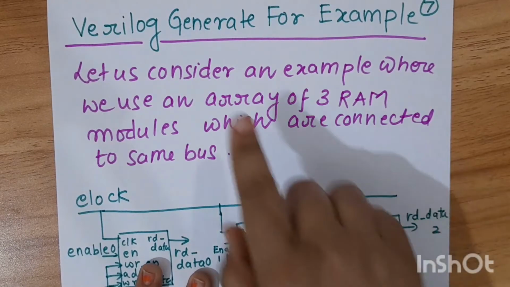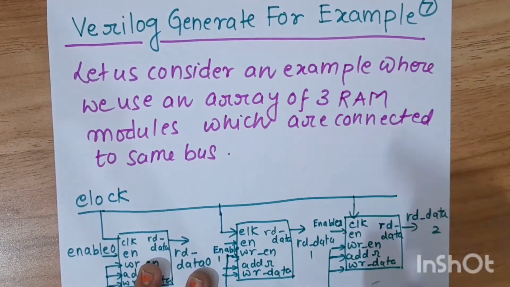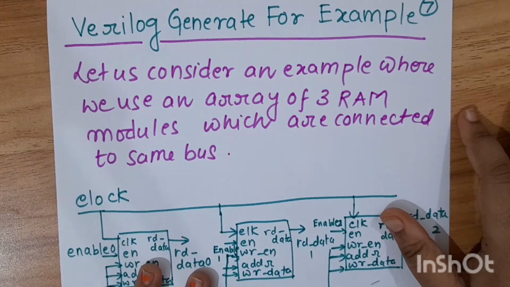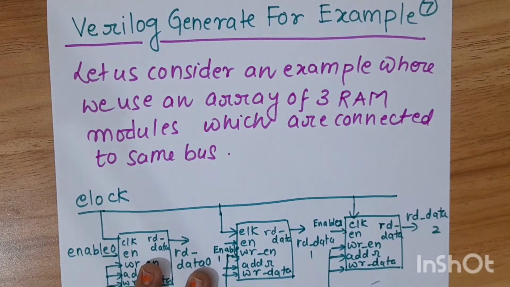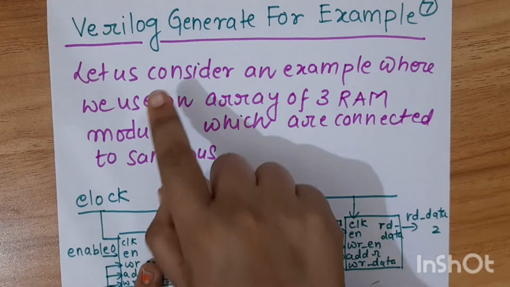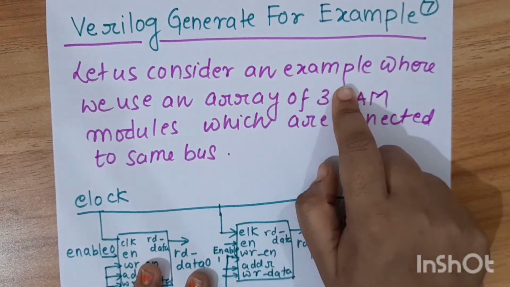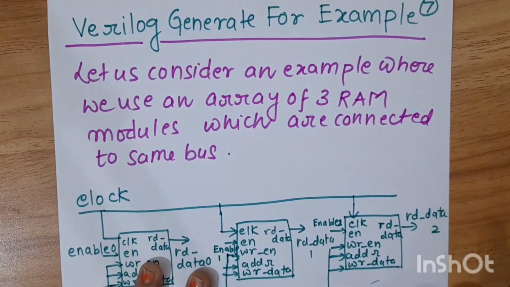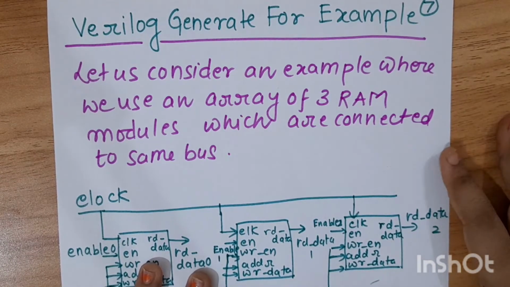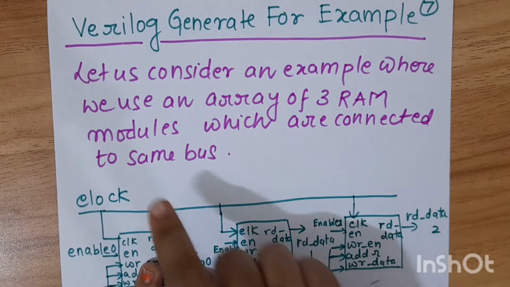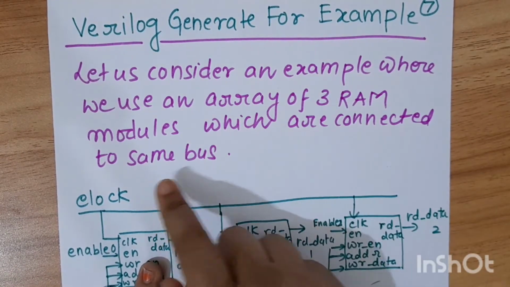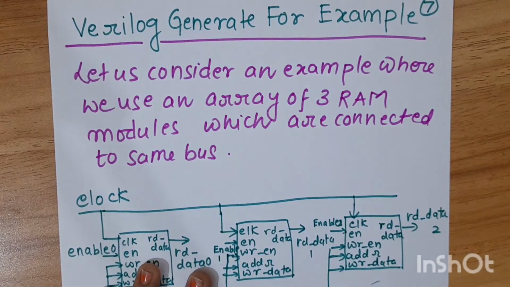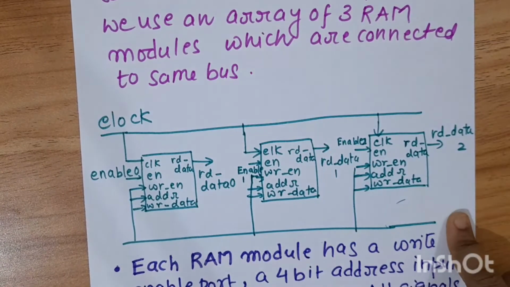Now we will see the Verilog generate for example. A detailed example we will see for the generate for loop. Okay, let us consider an example where we use an array of 3 RAMs: RAM 0, RAM 1, RAM 2, modules which are connected to the same bus. You see the diagram here.